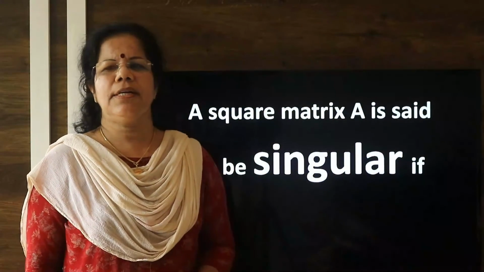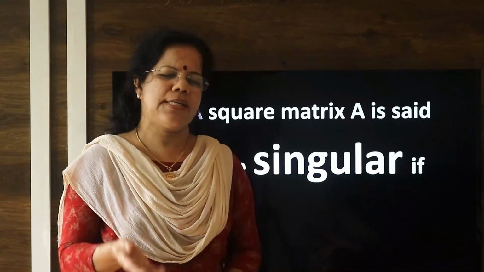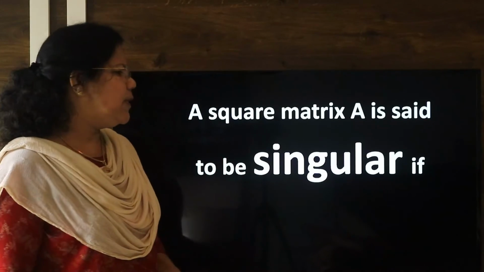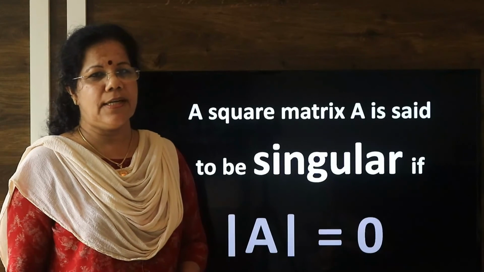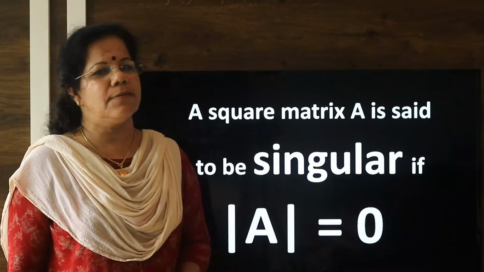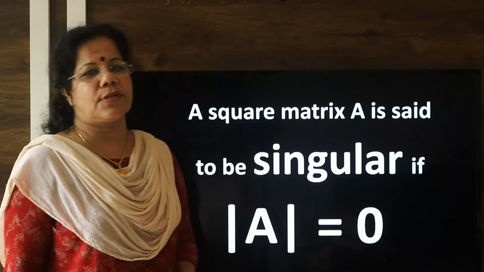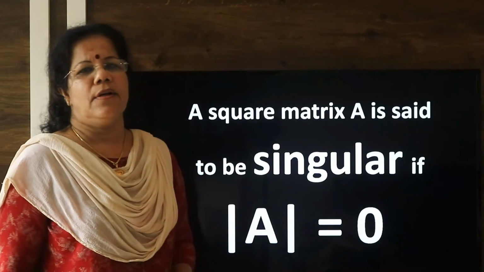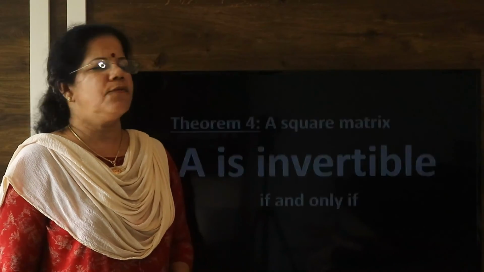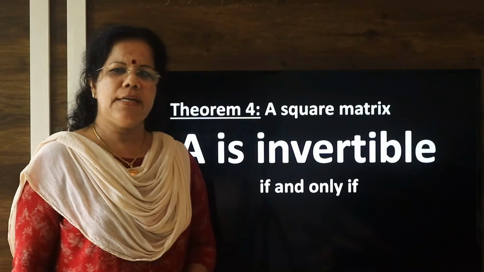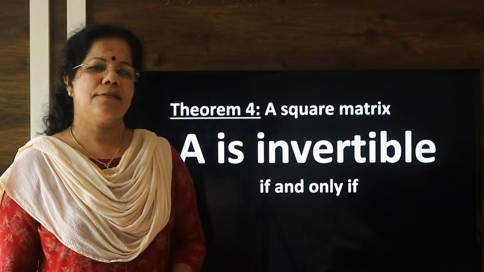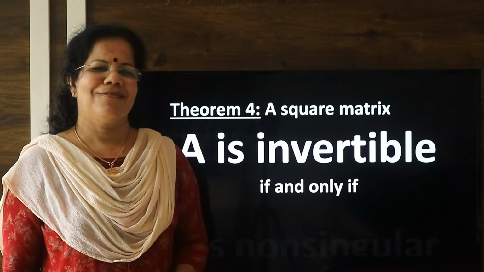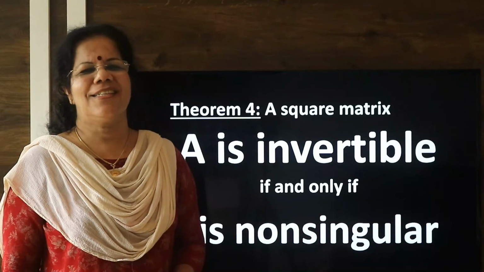Now let us see that. A square matrix A is said to be singular, as you already studied, just for recording, if determinant A is equal to 0. Singular for determinant A equal to 0, non-singular for determinant A not equal to 0. Now, what do we conclude? A square matrix A is invertible if and only if A is non-singular. Right?